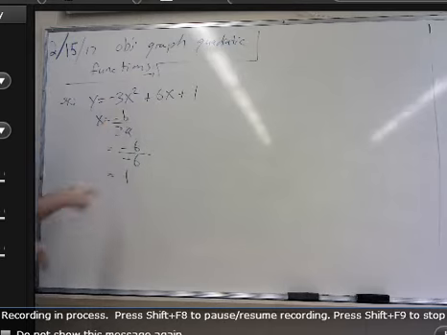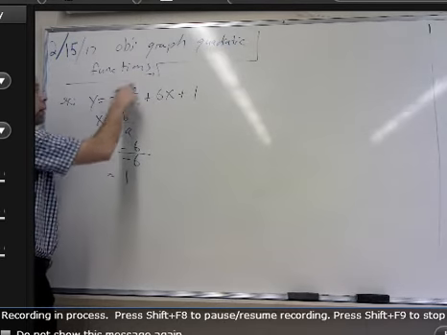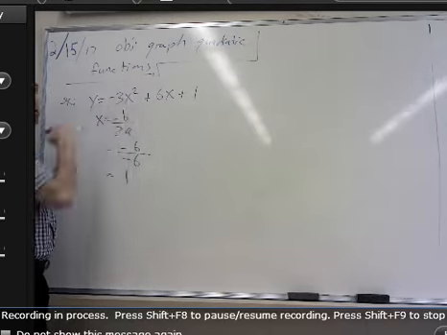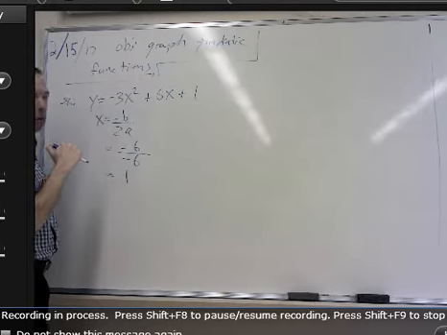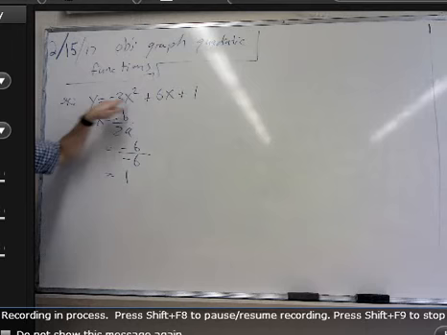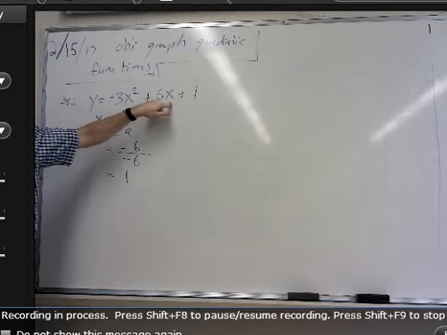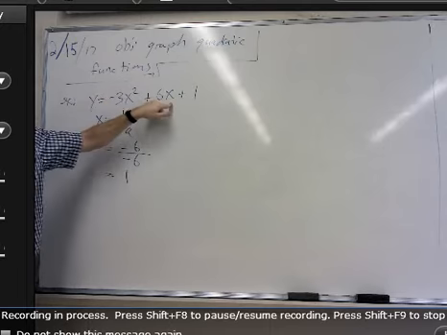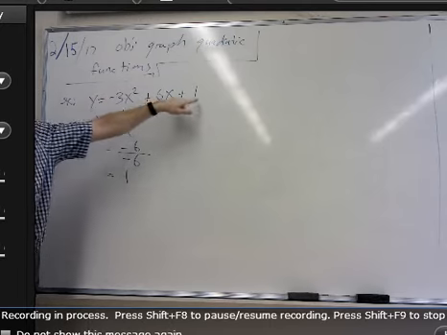Oh, no. So the 1 goes here. Only the x is being squared. If there was parentheses around, then we would square the negative 3 also. So we get negative 3 here, plus 6. Negative 3 plus 6 makes 3, plus 1 is 4.